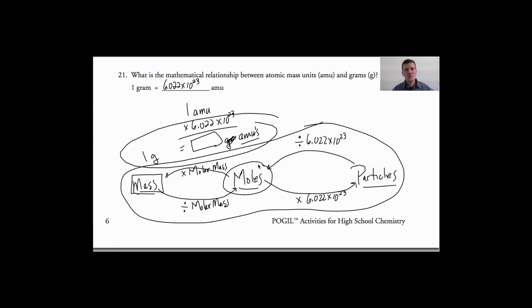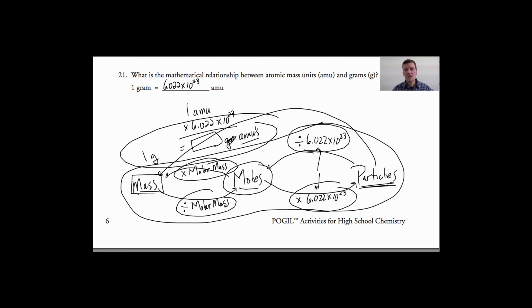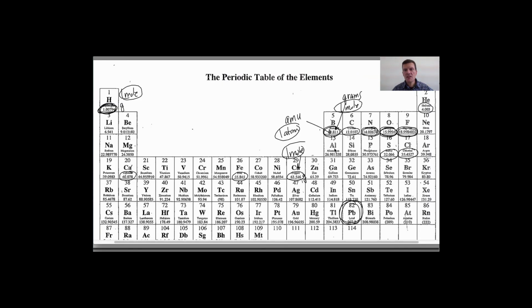Notice you're always going through moles in order to go from particles to mass. At least that's one way to do it. If you don't know the conversion to go straight from particles all the way over to mass, just go through moles using Avogadro's number and the molar mass. Avogadro's number is a fixed number, never changes, 6.022 times 10 to the 23rd. And the molar mass, where do you find the molar mass? Right on the periodic table. It's this number right here in grams. Every element has its own unique molar mass, and it is the atomic mass, but in grams.